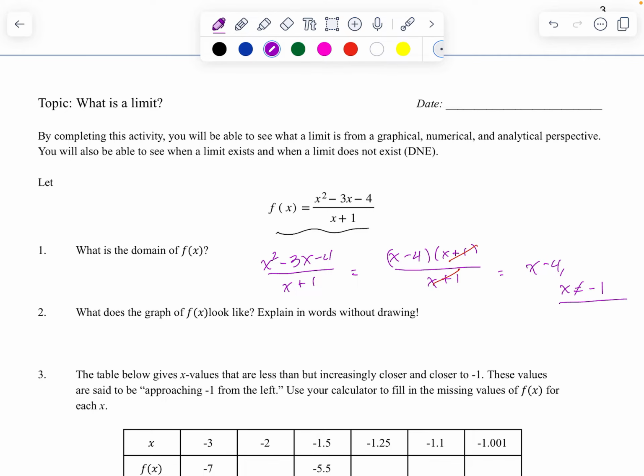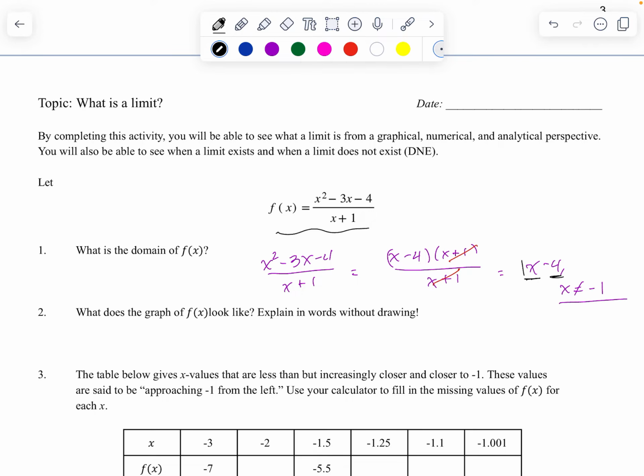Because if we plug in negative 1, we get 0 over 0, which is a little bit of a problem for some math. So what we have instead is all real numbers for the domain of f, except for x equals negative 1. And we'll see later on the next page what this is going to look like, but essentially it's going to be a line with a slope of 1, because the slope of this equation is 1, and a y-intercept of negative 4. Just a nice line from algebra 1, but with a hole at negative 1.